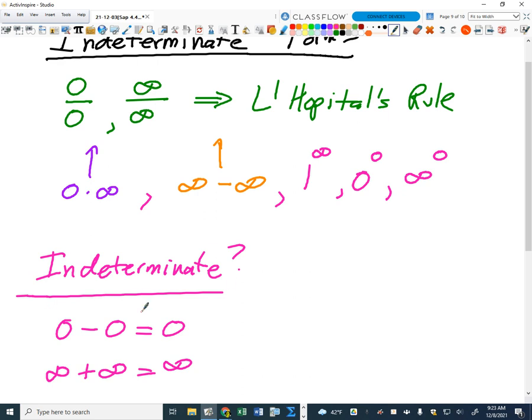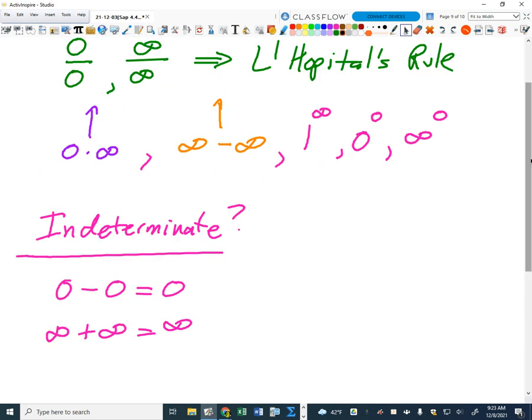All right. L'Hopital's rule is super handy, though. You'll use that in every level of calculus. You'll use that one over and over again.